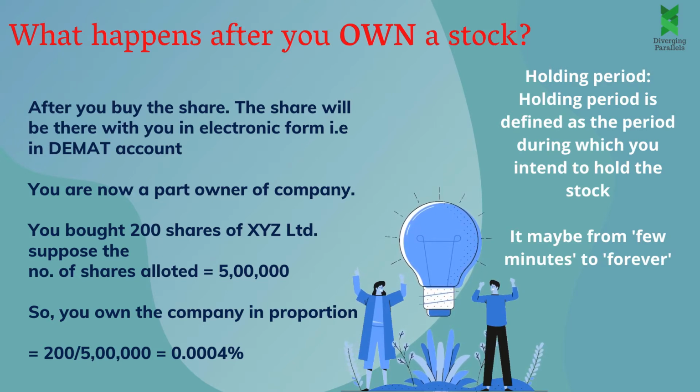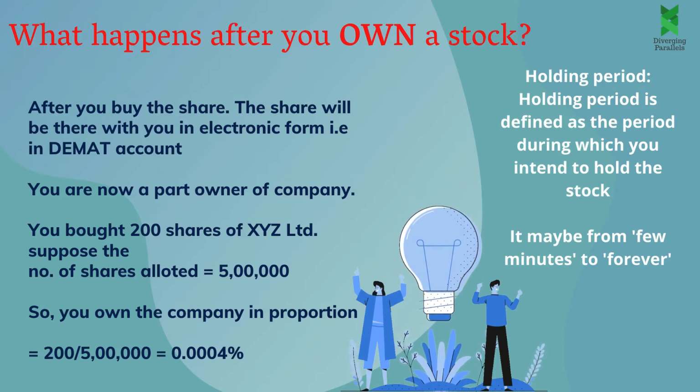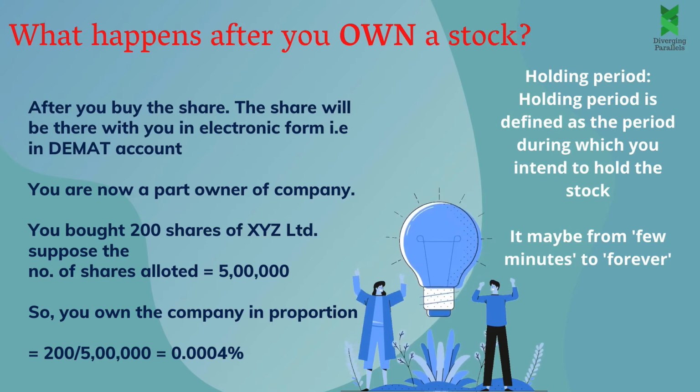So now you are part of the company. So you are the shareholder of the company. Now let's see in what proportion. Suppose you buy 200 shares and the number of shares allotted is 5 lakhs. According to the calculation, 200 divided by 5 lakhs equals 0.0004%. So you own XYZ Limited in the proportion of 0.0004%.